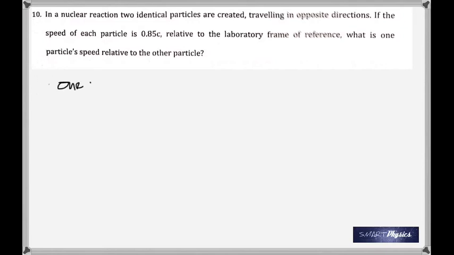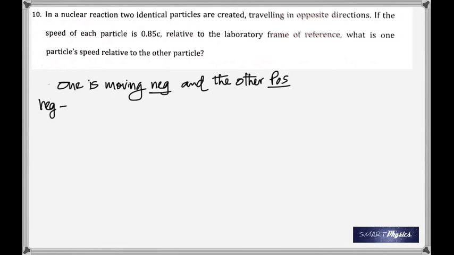Again, we have to use the relativistic addition of velocities. One is moving negative, the other is moving positive because they're moving in opposite directions. And the one that's moving to the left or to the negative side is the S frame. The lab is the S prime frame. Remember in the last question, the Earth was the S prime frame, right? So always take S prime as the one that's not moving, like the Earth or the lab.